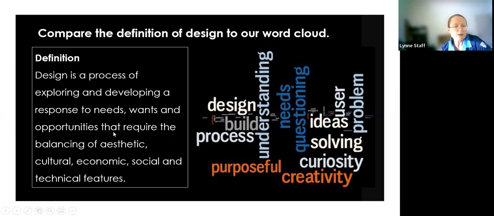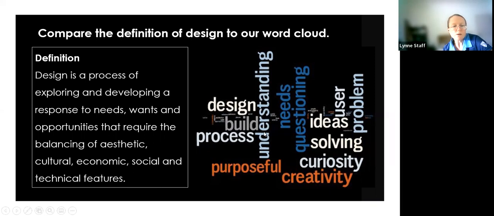then developing a response to the needs, wants, and opportunities that require the balancing of aesthetic, cultural, economic, social, and technical features. So we're balancing these features. So all of these things are going to constrain what our solution can be. So there might be cultural issues that we have to look at, economic, social, and also technical features like sustainability, what kinds of materials can we use.